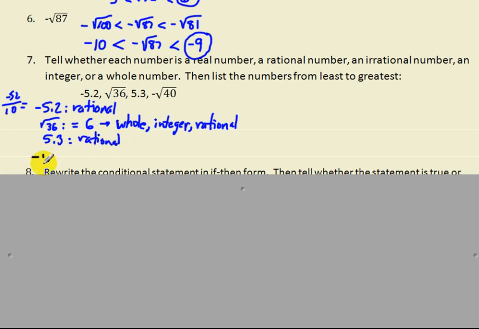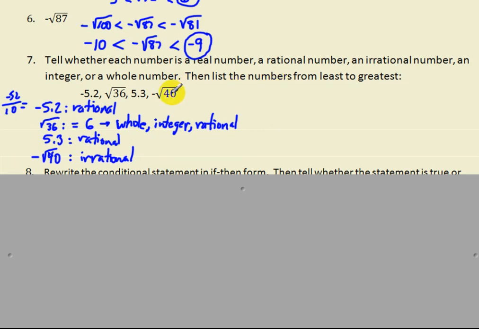And then negative the square root of 40. 40 itself is a whole number, but it's not a perfect square. And so when we take the square root of a whole number that's not a perfect square, we get an irrational number. So if you were to calculate that square root, it will give you a decimal that never terminates and never repeats. Now to order these from least to greatest, look at our negatives first.